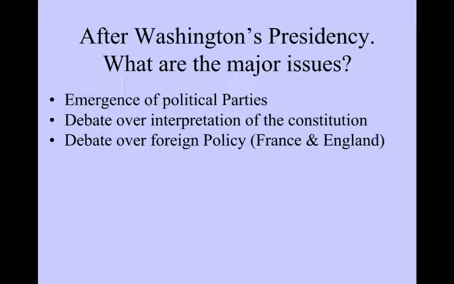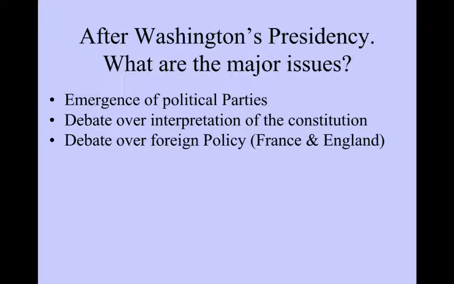and the debate over foreign policy. And again, Jefferson and Hamilton are going to take the lead in this debate. But when we look at this through 2017 eyes, we say, well, of course, England. England is like our most powerful ally, and they have been for years. But I want you to look at this through 1796 eyes.